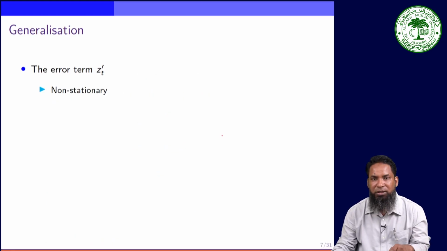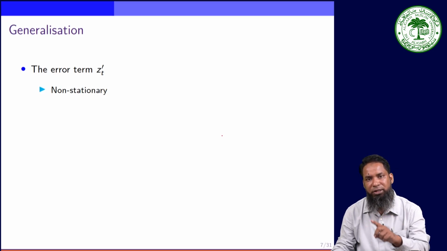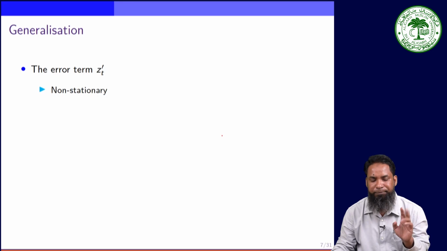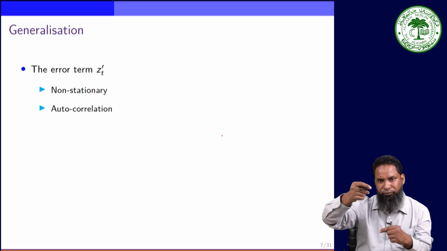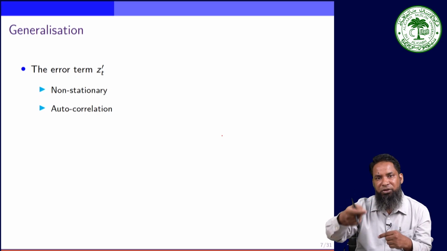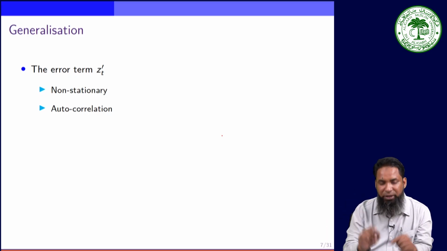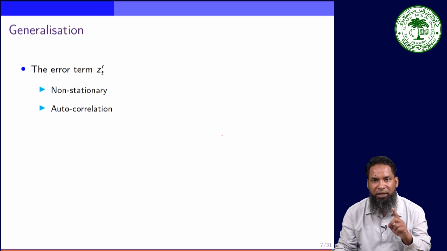One, it is non-stationary, because we know that a combination of non-stationary series is non-stationary. Another thing, it will be autocorrelated, because it is non-stationary, so it depends on the previous observation. So this zt prime, which works like an error term in the previous equation, has two properties. One, it is non-stationary. Second, it is autocorrelated.